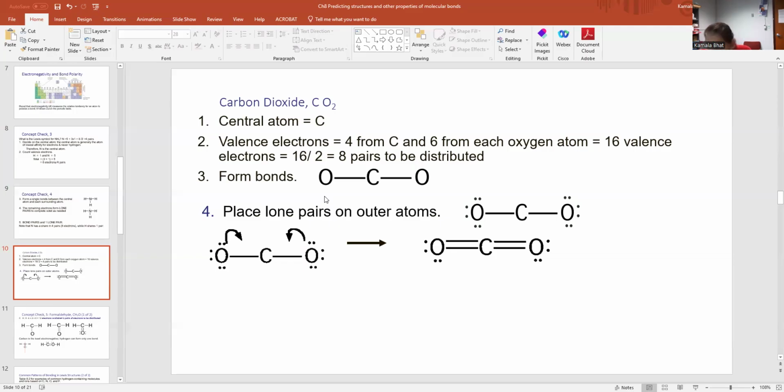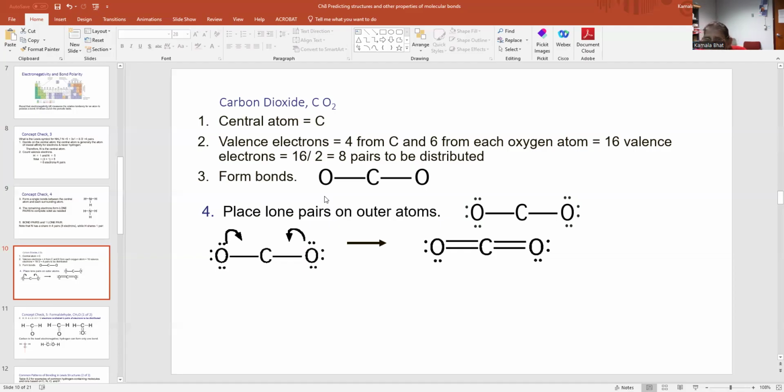So the shape is linear, again 180 degrees. Next, is the bond polar? The answer is the CO bond is polar, but the molecule is non-polar, because the polarity acts on opposite sides and cancels the effect.